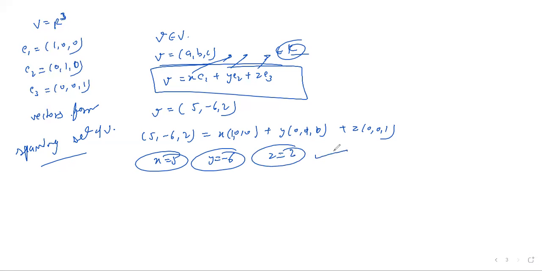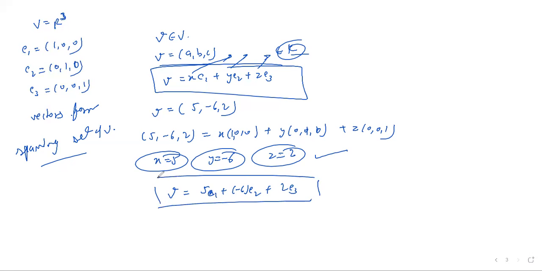Okay, this is our value of scalars. So the v vector can be represented as 5x plus 5 e1 plus minus 6 e2 plus 2 e3. Okay, this is the set of vectors, this is our linear combination here.